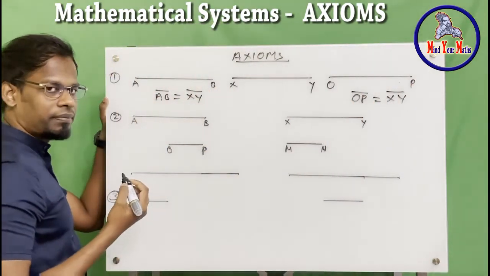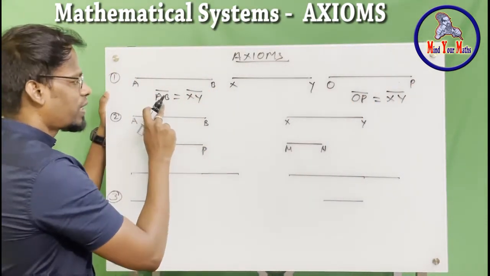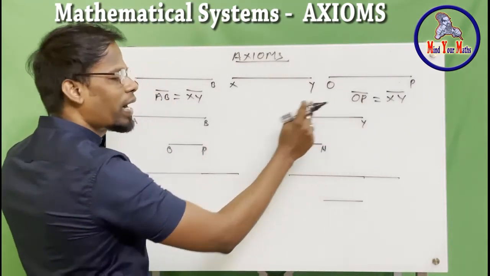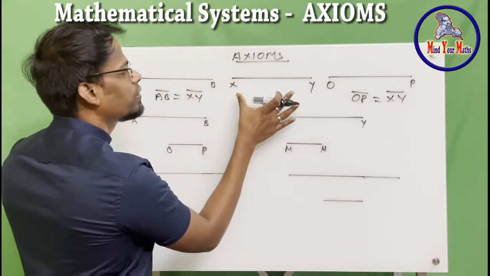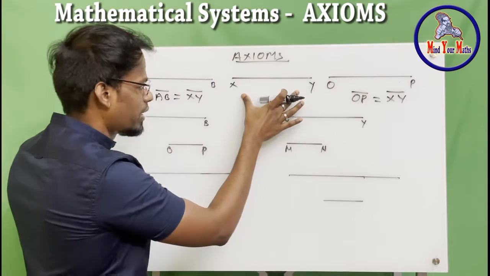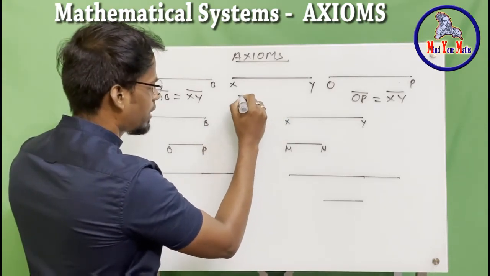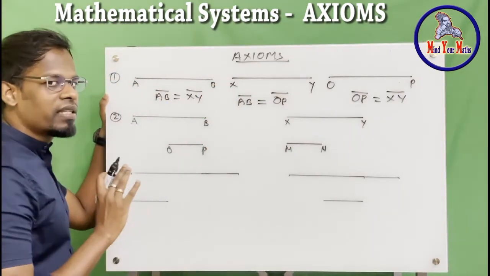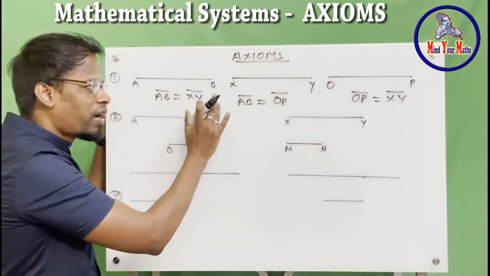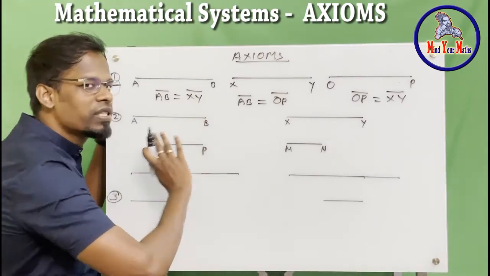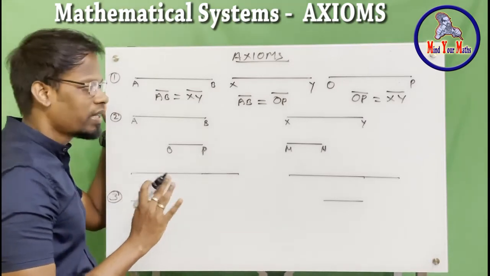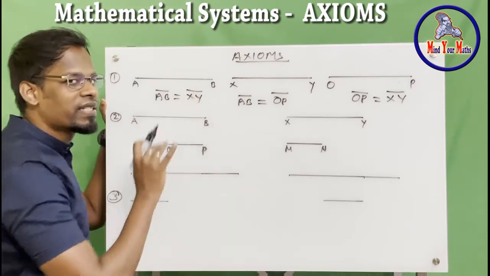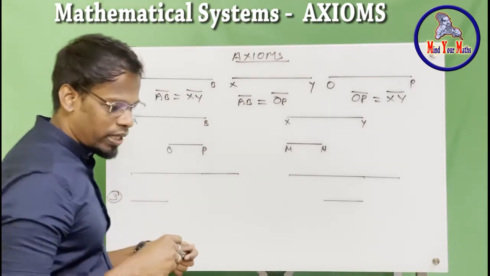Now you tell me, are AB and OP equal or not? Yes, they are equal. Why? Because they are both equal to the length of XY. Therefore the line segment AB is equal to the line segment OP, right? This is applicable not only to this kind of line; you can use it for any other geometrical figure as well. The line is the simplest one that we can use to explain these axioms and understand them better.